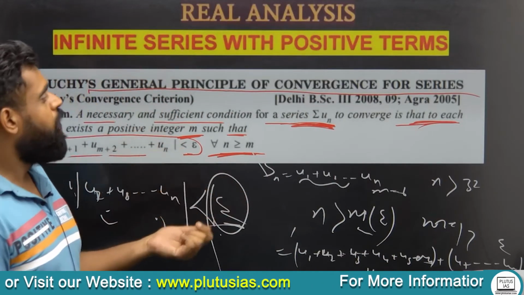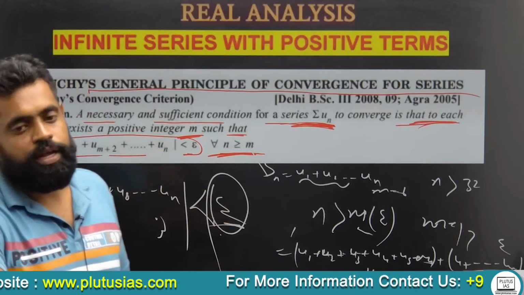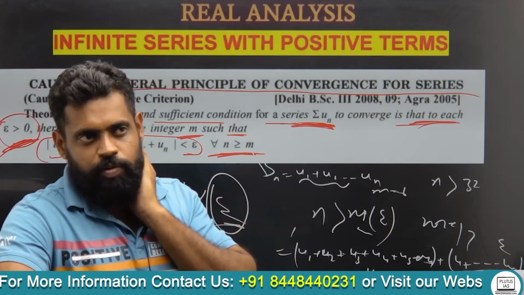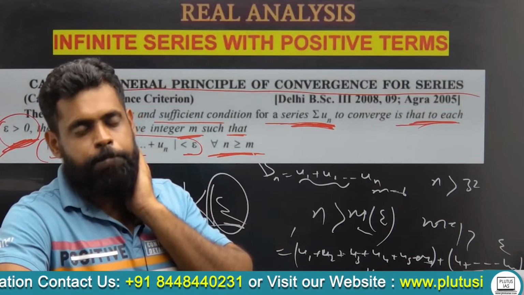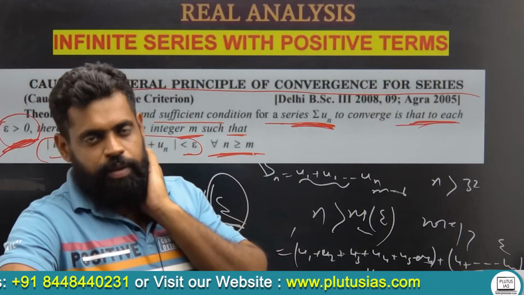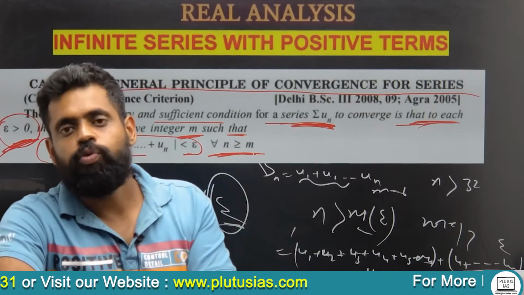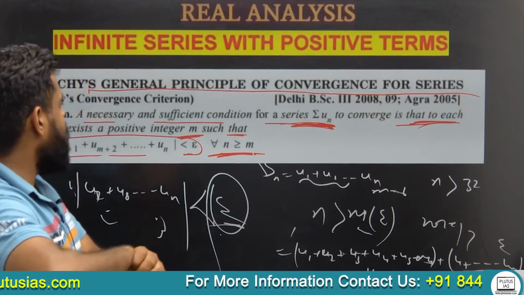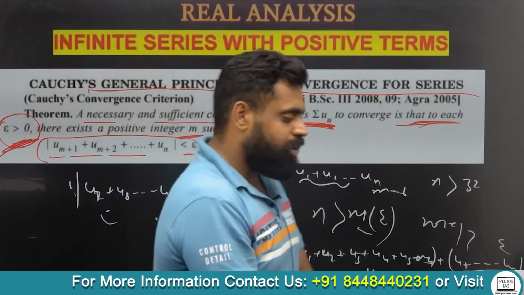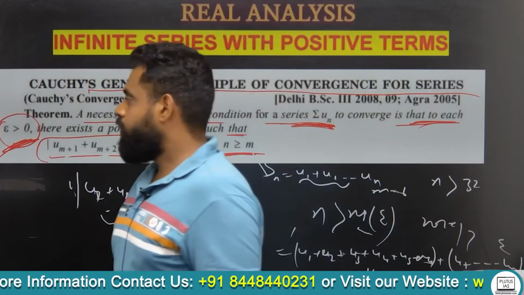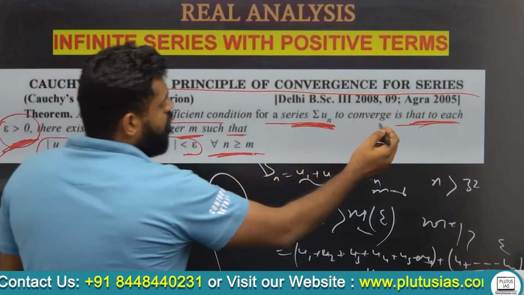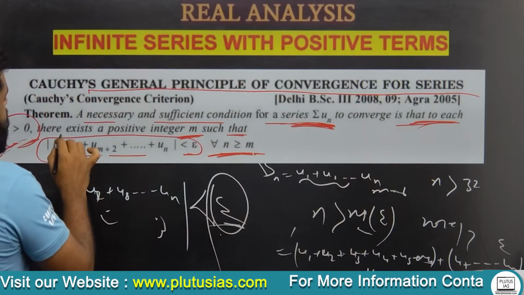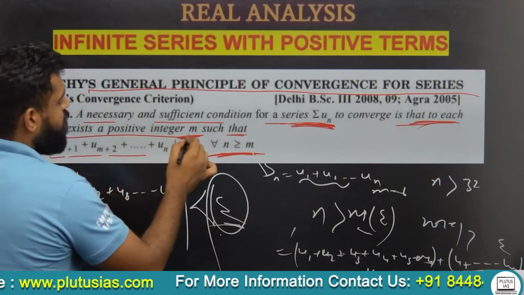Very important principle. You might be using it, and there has also come a question from, I think, UPSC 2021, or 2020, in the compulsory portion, where one has to use the Cauchy's principle of a series to prove that question. So you have to understand that it is both a necessary and sufficient condition for a series to converge that for each epsilon greater than 0, there exists a positive integer m.